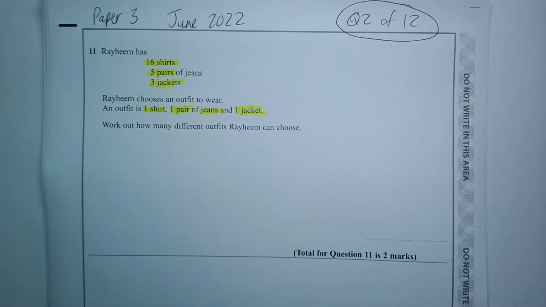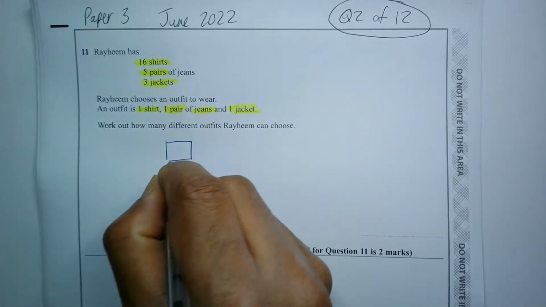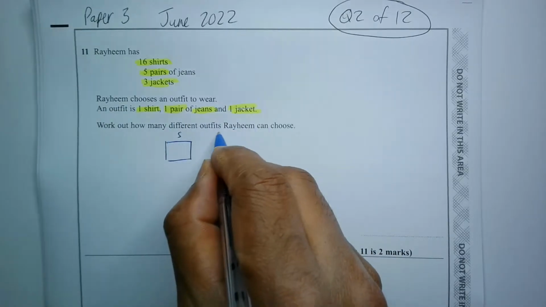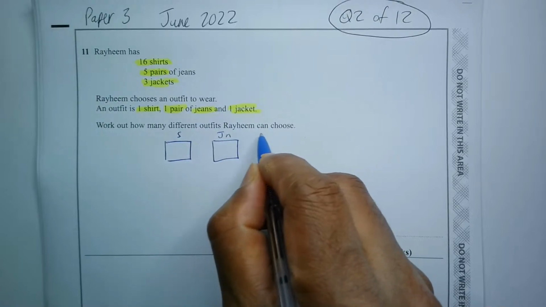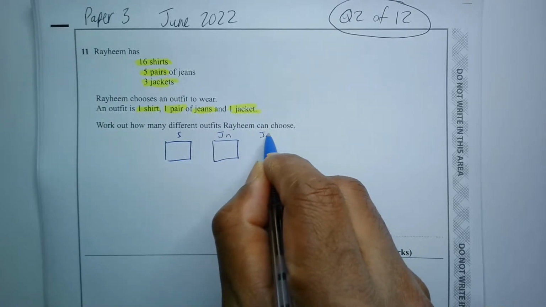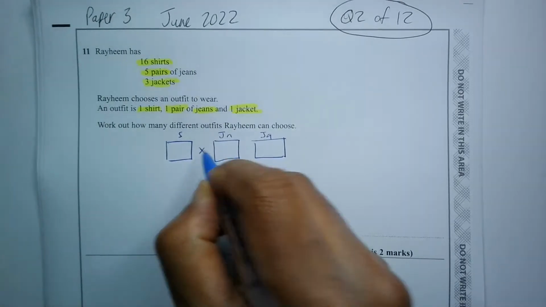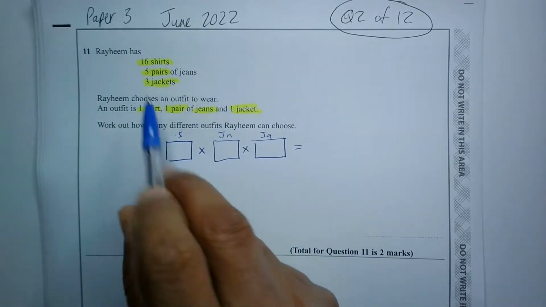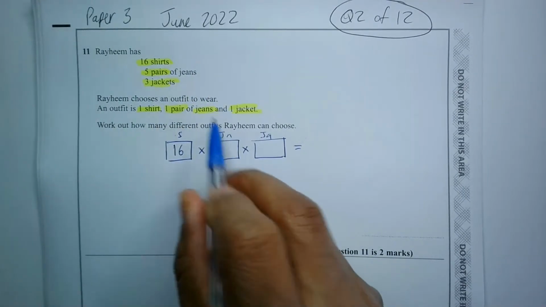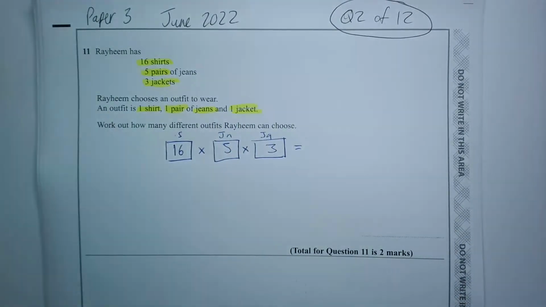And so what we're going to be doing is we're going to be looking for the shirt, 1 shirt. We're going to be looking for a jean, and we're going to be looking for a jacket. So let's put J-E-N for jeans and jacket. We have that. And so product rule, product means we're going to be multiplying. So we're going to be multiplying all of these. How many shirts? 16. How many jeans? 5. How many jackets? 3. And again, this is paper 3, so we are allowed to use a calculator.